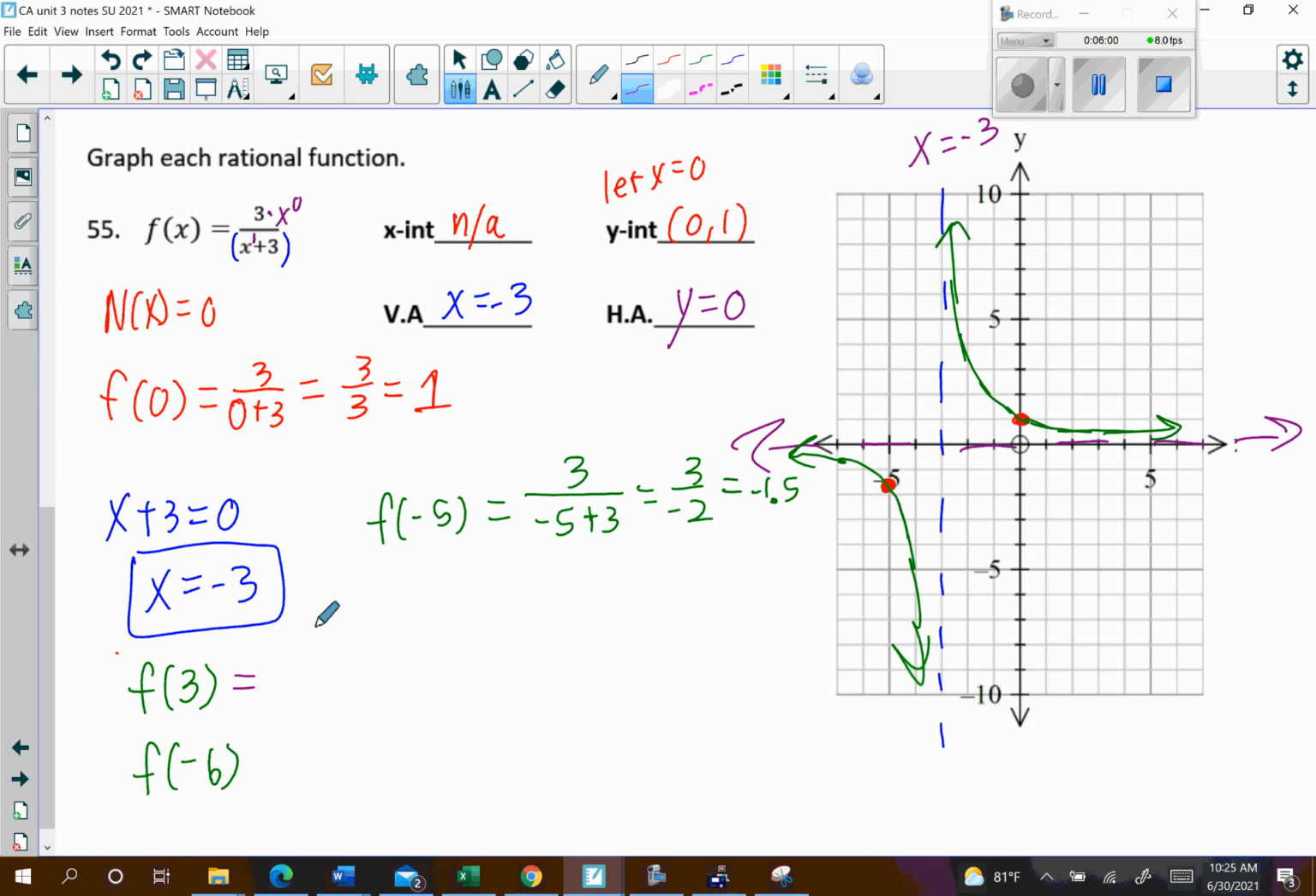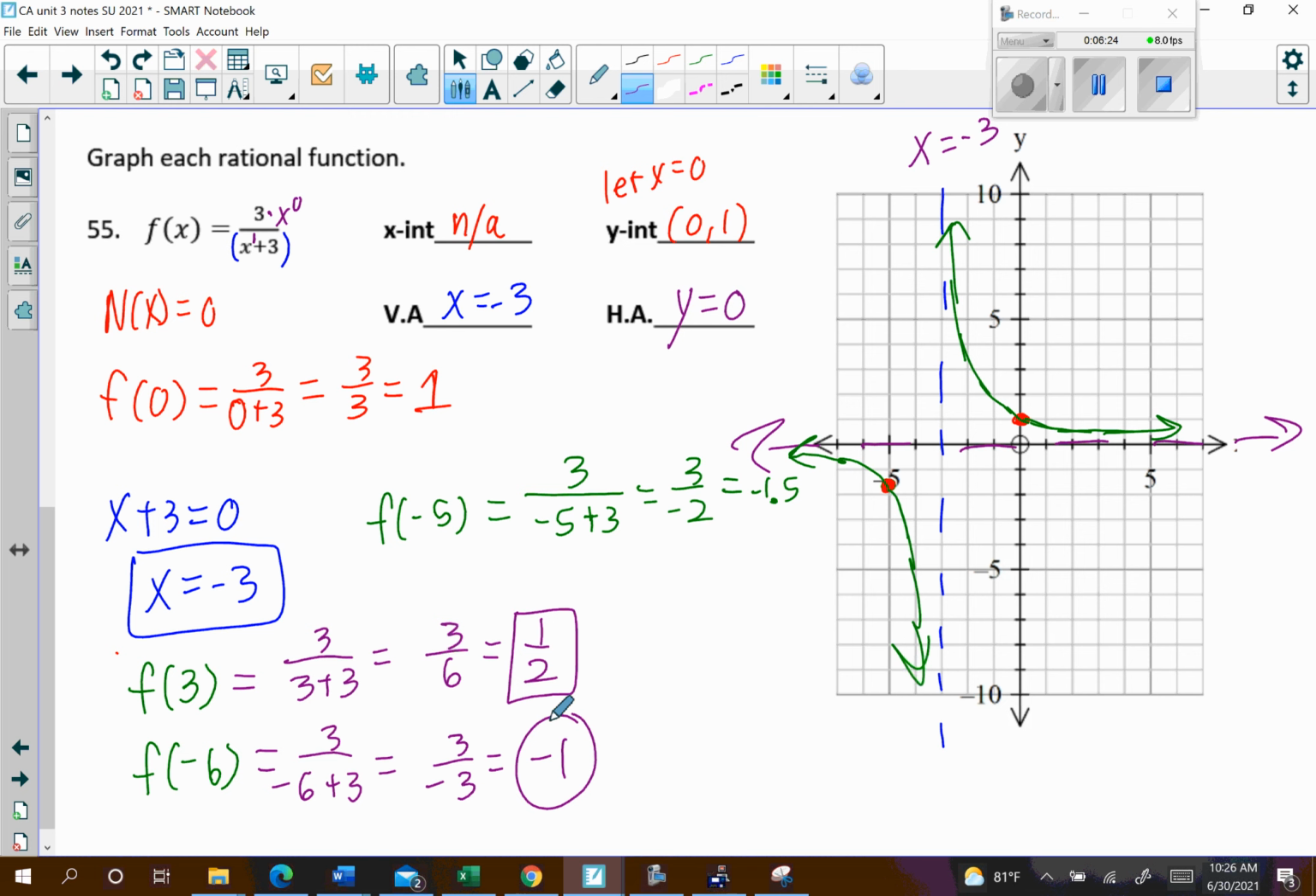So for example, f of 3, you get 3 over 3 plus 3, which is 3 over 6, which is great. But you need to go ahead and simplify that to 1/2. So you'll have questions like that. Now let's try negative 6. So let's see, 3 over negative 6 plus 3. So you get 3 over negative 3, which is a negative 1. Okay? You can see that point right there. So it's fairly accurate on our graph that I had right there.